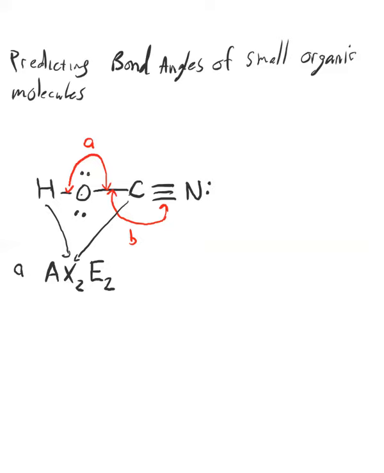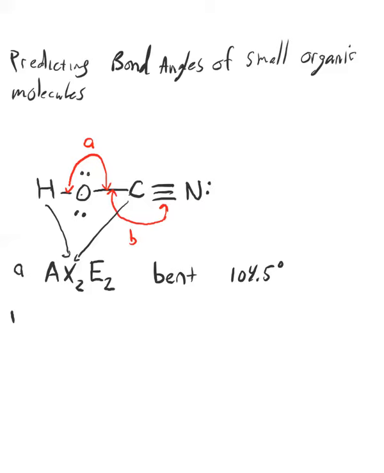Okay. So what did we get? That goes back to that table 9.2. That's going to be bent, right? It's actually like water. And so the bent angle was 104.5 degrees. Okay, if it was AX2E2, it was 104. If it was AX2E, then it was 120, but that's back in our table.